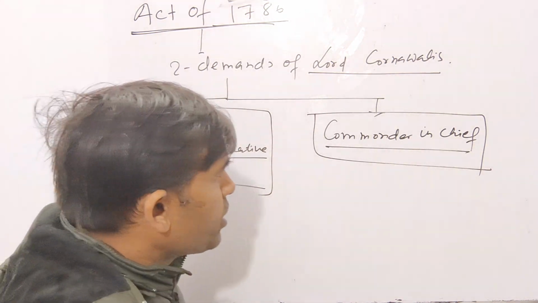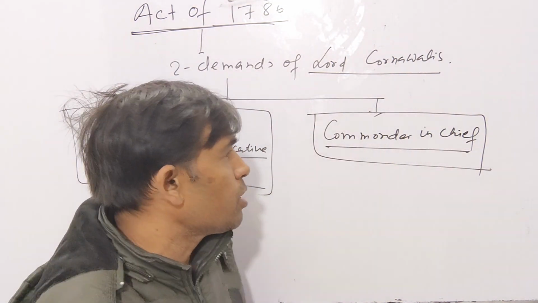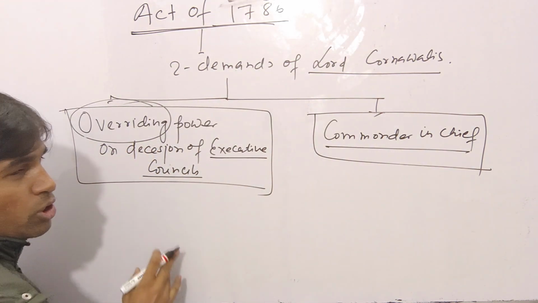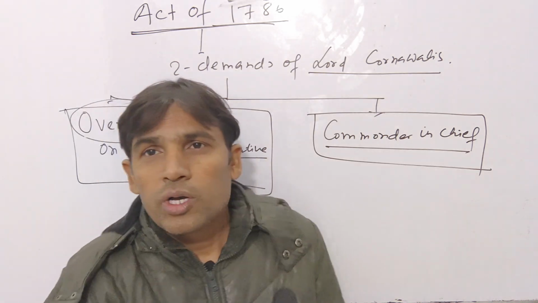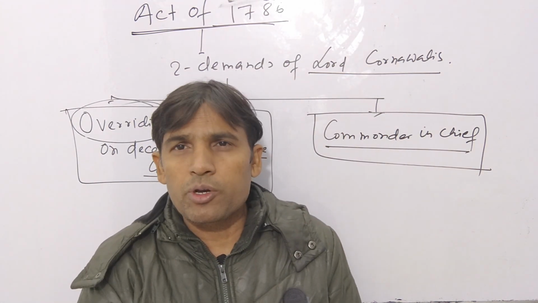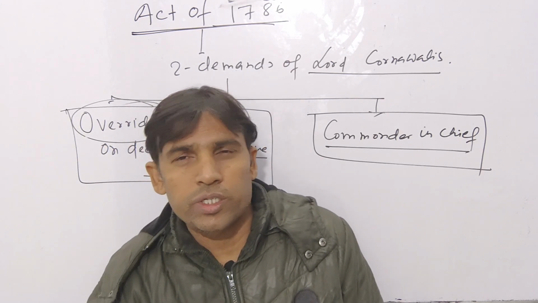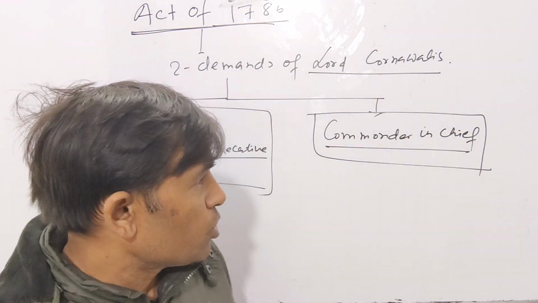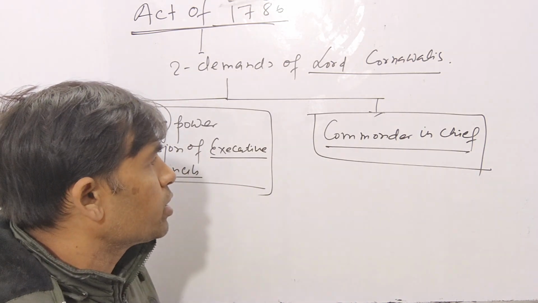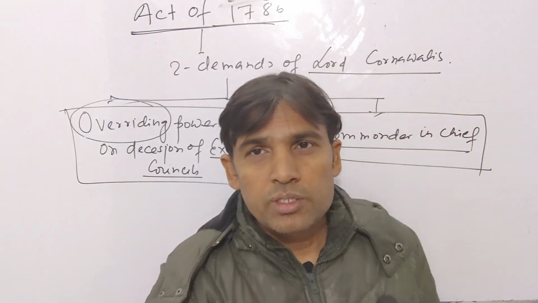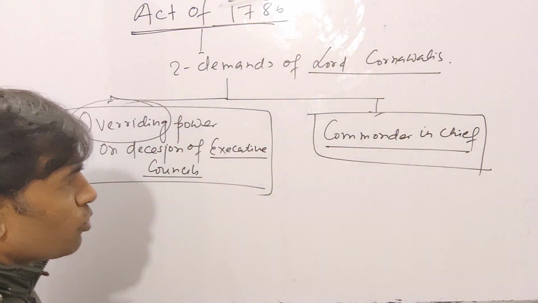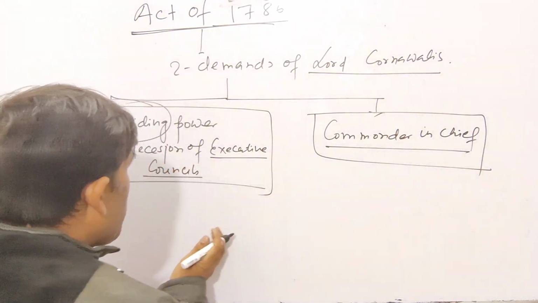Somehow we can say in the context of the President of India today that he is Commander-in-Chief, but he does not have overriding power over executive councils, because the President of India cannot override the decision of executive councils. Even according to Article 74 Clause 1, the President of India does not have such a power, except the veto power that he applies in some instances. So he was given a kind of double power.